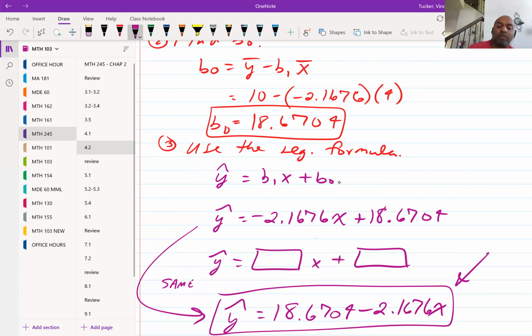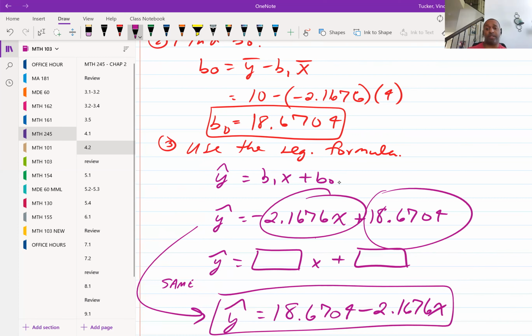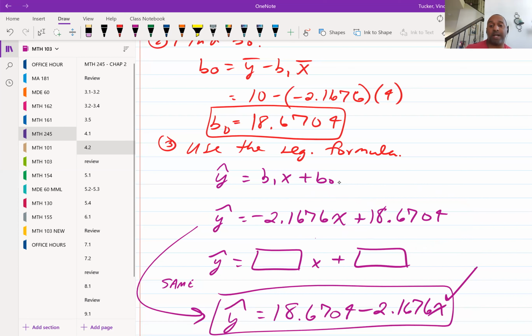And then here, I was just reemphasizing that these two values can be in different positions, but that 2.1676 still has to be attached to x, and it still has to be negative. If anything's negative, it needs to stay negative. Whatever's positive needs to stay positive, and the number that's attached to x needs to stay attached to x, and it will still be the same equation. So it's not really about putting this one in front and that one in the back, but just remembering that B1 needs to be attached to x, and B0 is the other value.